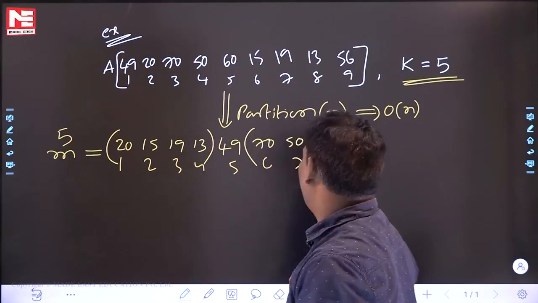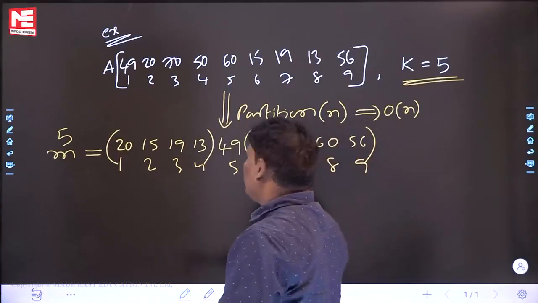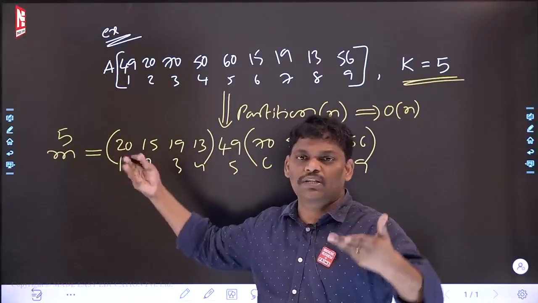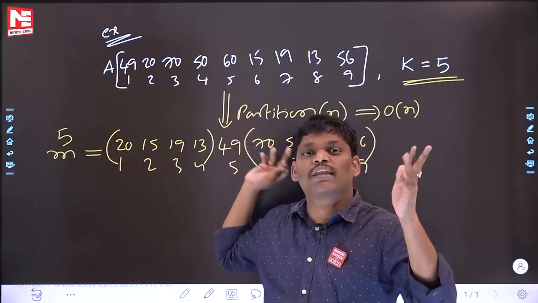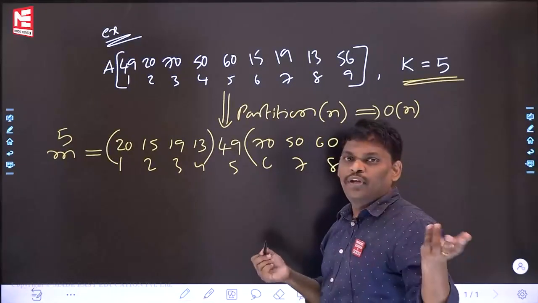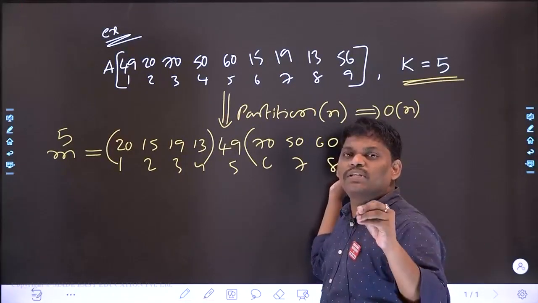I'm thinking that you are absolutely fine. Suppose you are lucky, what happened? Is m equal to k? Yes. Then stop. If you stop now, what is the time complexity? Order of n, because I applied only the partition algorithm. If you are lucky, you can stop now. Time complexity is order of n.